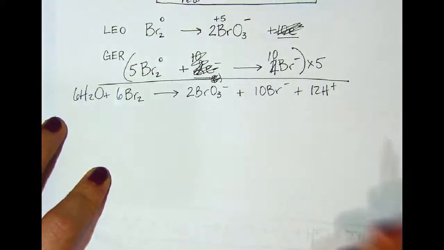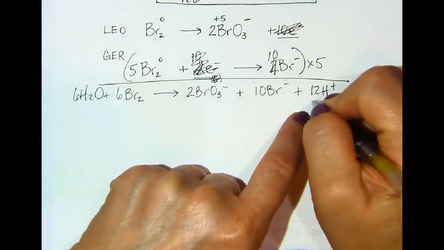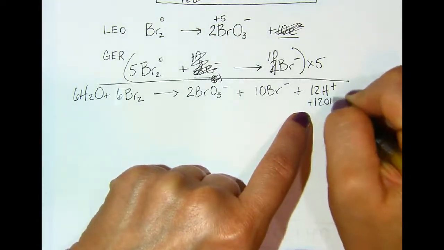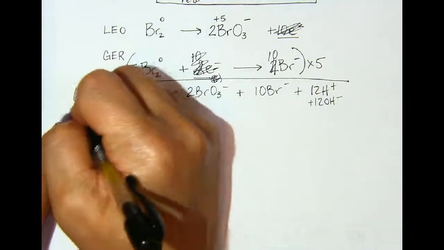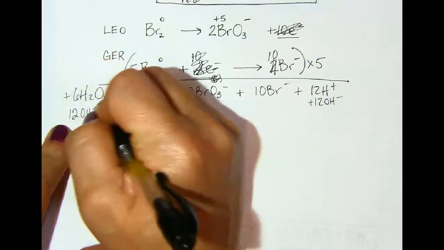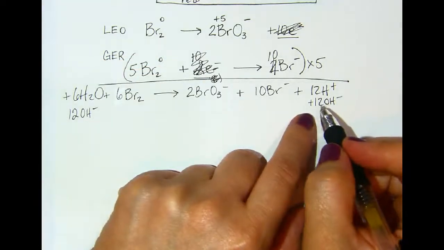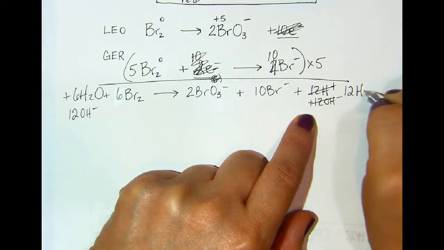But we need to go one step further and balance in basic solution. So I'm going to add 12 hydroxides to both sides of the equation in order to neutralize these 12 hydrogens from the acid. So 12 hydroxides. These two are going to combine and form 12 waters.